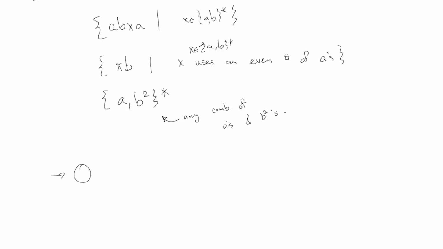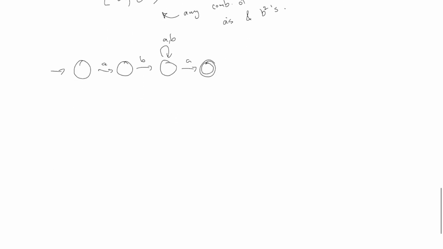It has an A and then a B. So it's like this, then a B, then X, which is like you can do whatever you want, which is represented like that. Then finally an A, and it's accepted. So pretty much everybody wrote that for the first one. Excellent job, everybody. The next one, XB, where X uses an even number of A's.